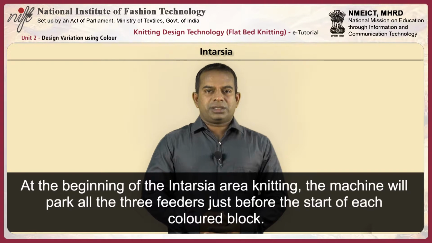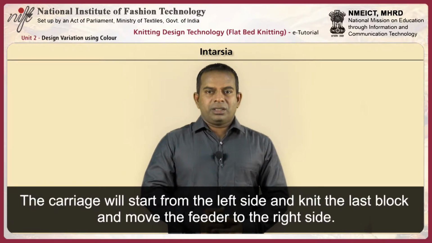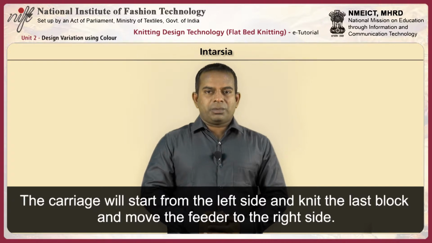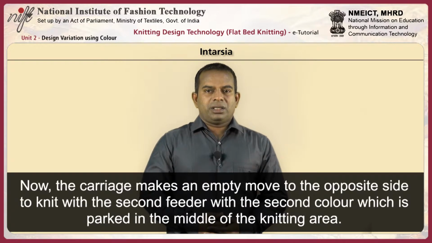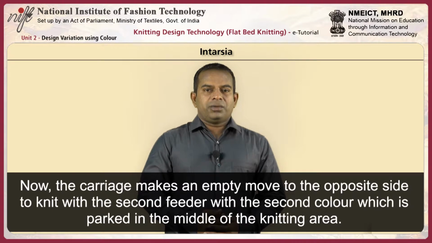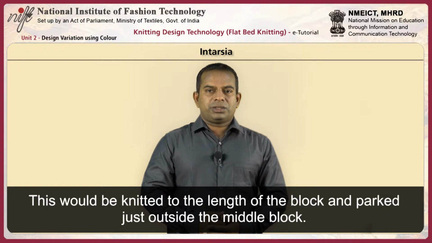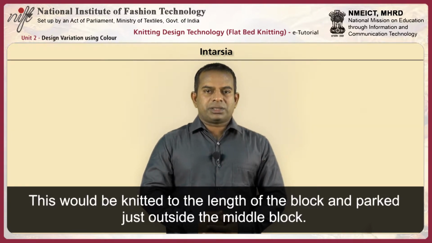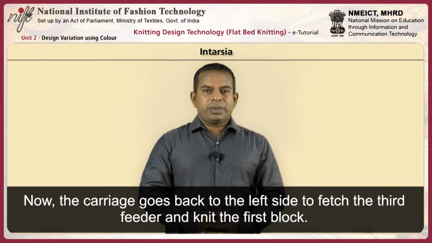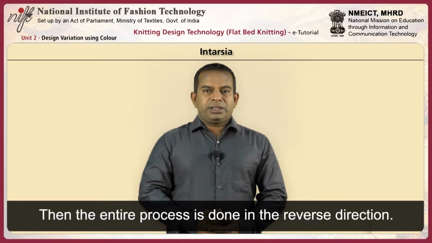At the beginning of the Intarsia area knitting, the machine will park all 3 feeders just before the start of each colored block. The carriage will start from the left side, knit the last block and move the feeder to the right side. Now the carriage makes an empty move to the opposite side to knit with the second feeder with the second color, which is parked in the middle of the knitting area. This would be knitted to the length of the block and parked just outside the middle block. Now the carriage goes back to the left side to fetch the third feeder and knit the first block. Then the entire process is done in the reverse direction.